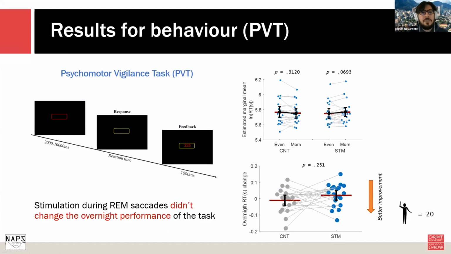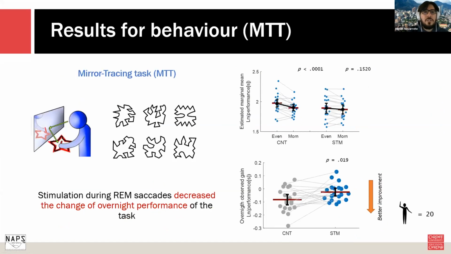But what's happening with the behavior? For the PVT, we didn't find huge changes, which is quite good. And for the mirror tracing task, we found that the stimulation during REM saccades decreased the overnight change in performance on the task. Basically, people were better in the mornings after the non-stimulated nights, whereas after the stimulated nights the changes were not significant.